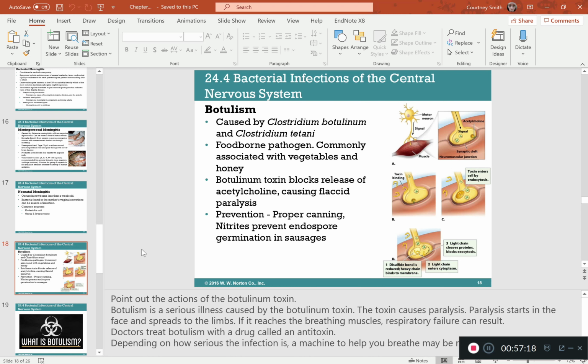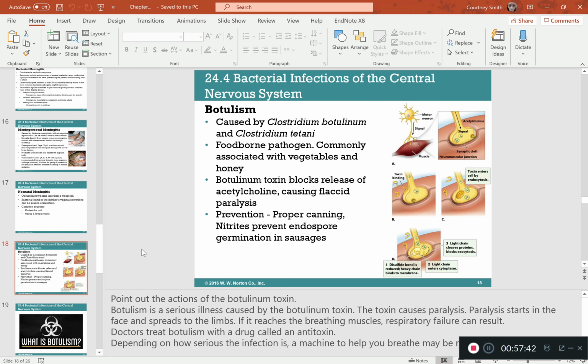At that point, if it's not caught in time, it can actually start affecting breathing muscles. And if breathing muscles become a factor, then respiratory failure can occur. But at that point, if the patient is being treated but still has respiratory issues, then they may put the patient on a ventilator.